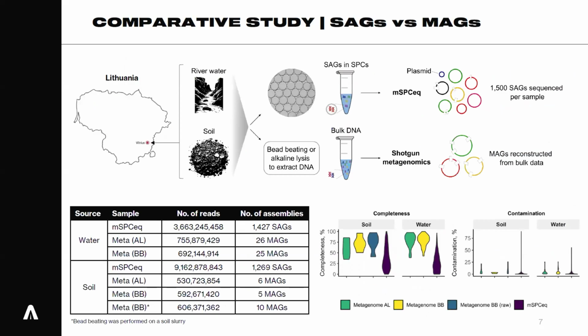We then challenged the workflow with real environmental samples. Those were a river water sample and a soil sample collected in Vilnius in Lithuania. Both samples were processed using 2 approaches, single cell sequencing and traditional shotgun metagenomics. We prepared a few metagenomic libraries that differed in terms of lysis conditions. In the slide here, AL stands for alkaline lysis and BB stands for bead beating.